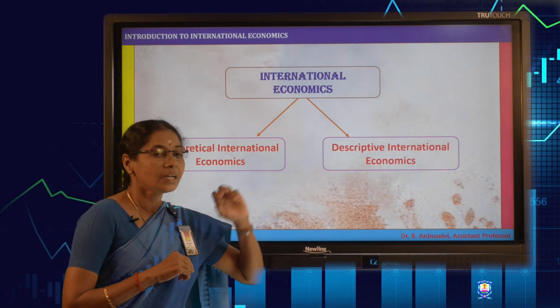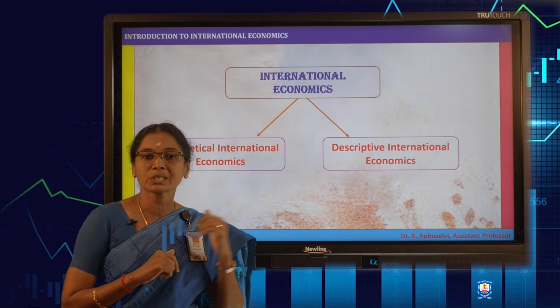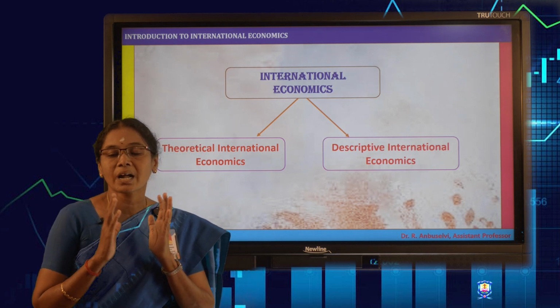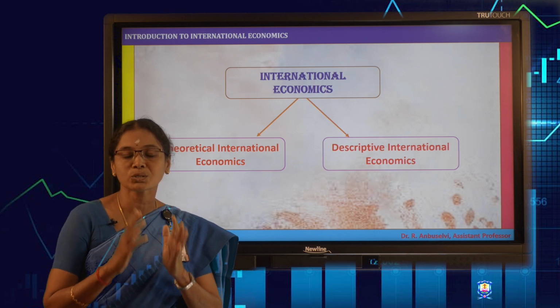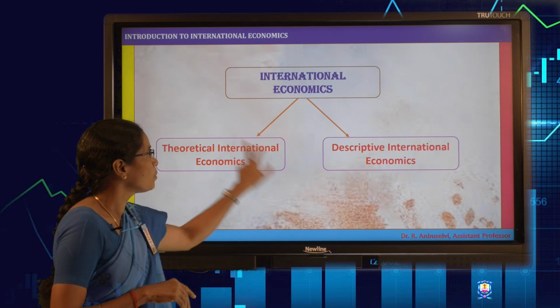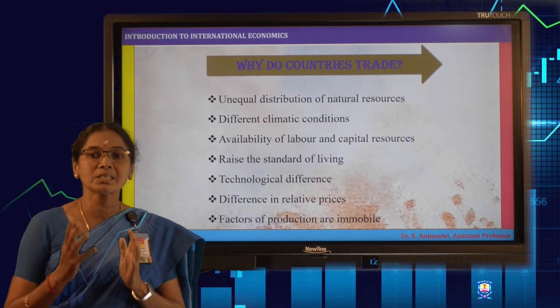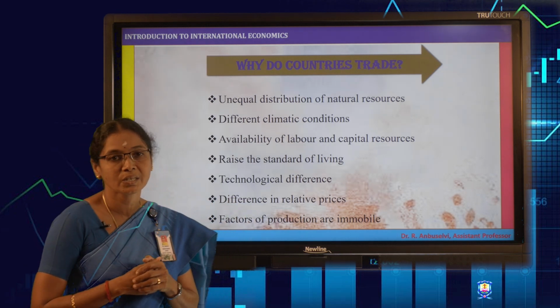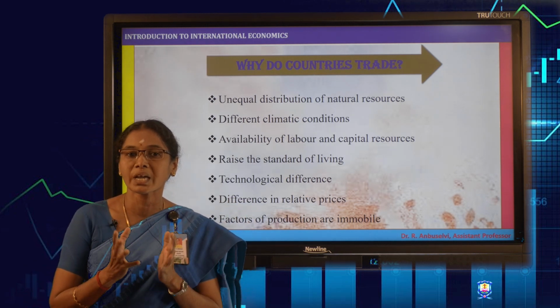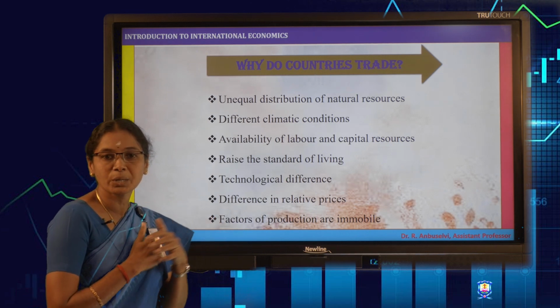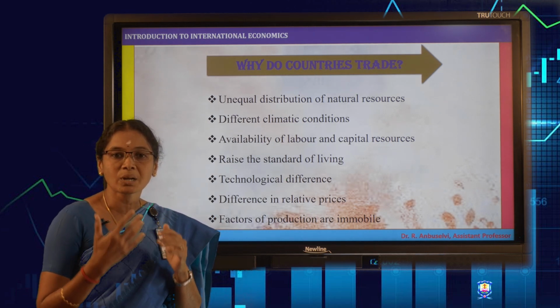The second thing, descriptive international economics, deals with and explains the institutional environment that belongs to all the countries. And next we will pass on to why countries are involved in these trade practices. There are some reasons, because every country is not fulfilled with its own resources. So, they depend upon other countries for some of the factors.